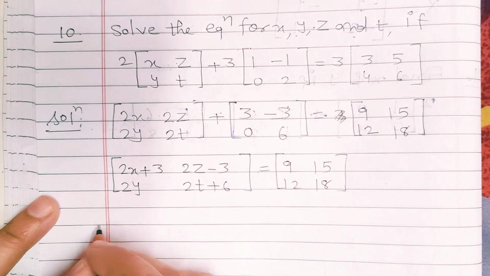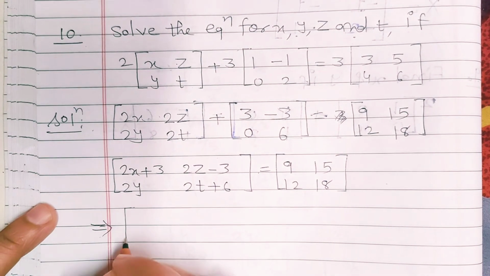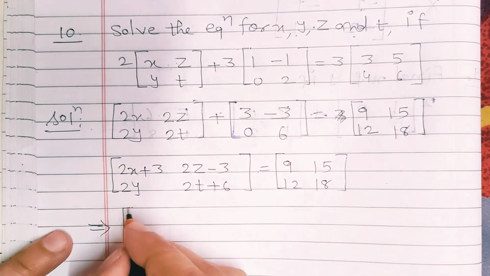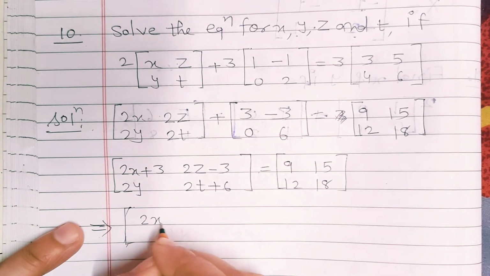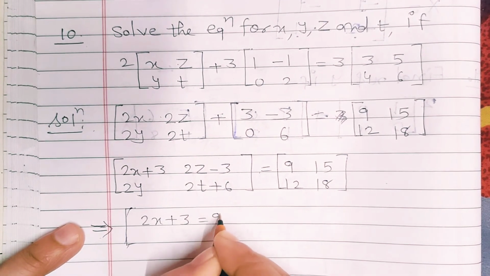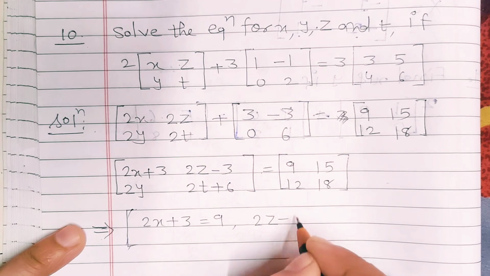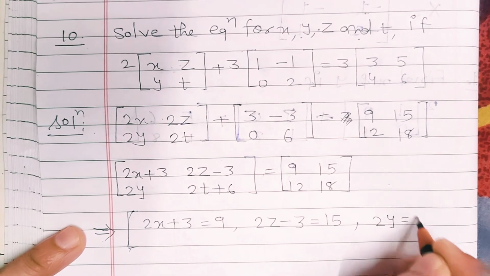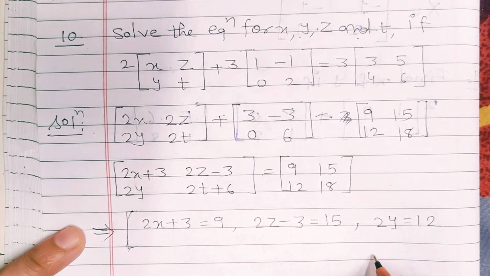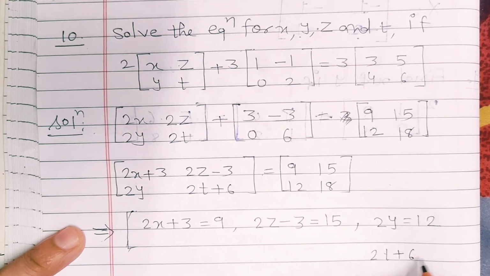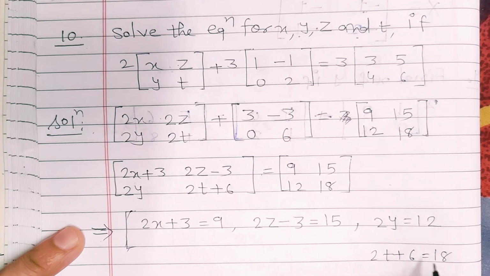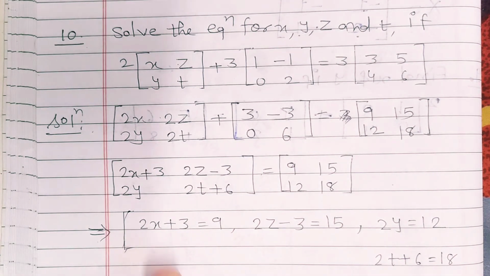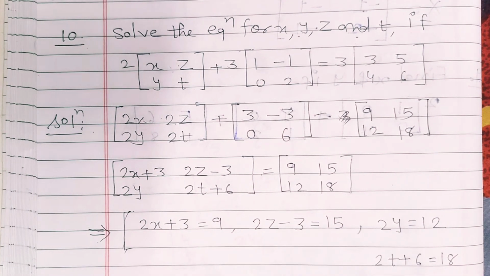So here we are going to equalize our matrices. So we are left with 2x plus 3 is equal to 9, 2z minus 3 is equal to 15, 2y is equal to 12, and 2t plus 6 is equal to 18. So here you can find the values of x, y, z and t.